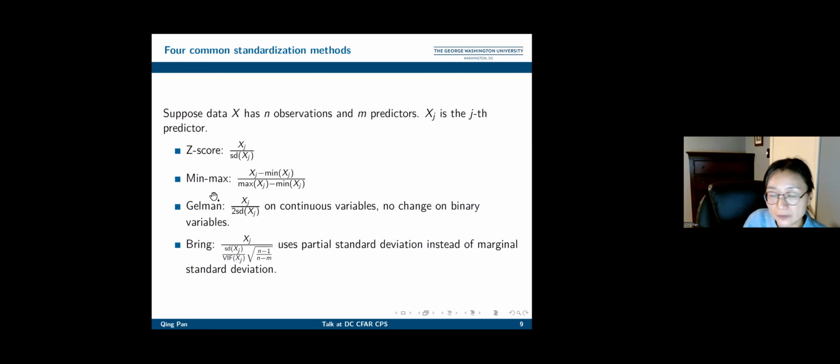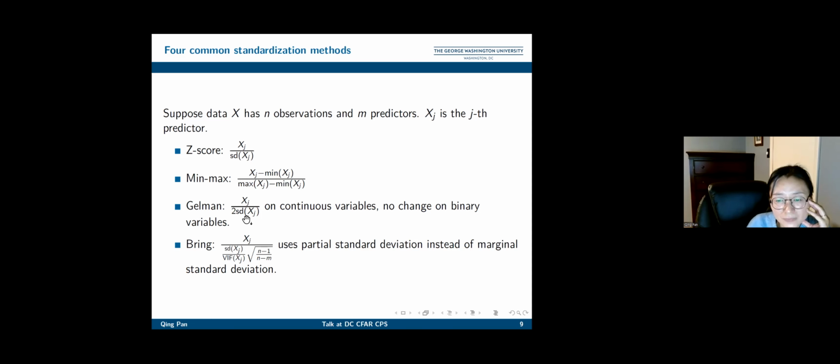There are other ways, like min-max. If you do image processing, you do clustering to capture the main pattern of an image, then you will do min-max. The idea is that for any covariate, you project it into the range 0 to 1. The smallest value is 0, the largest value is 1, and any value in between, you will proportionately map to a fraction value.